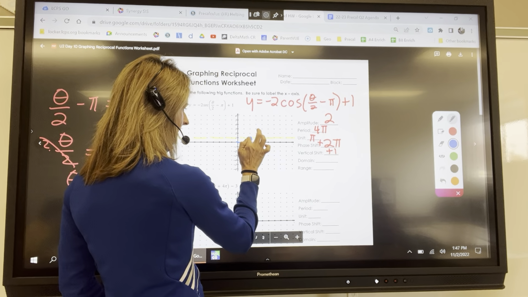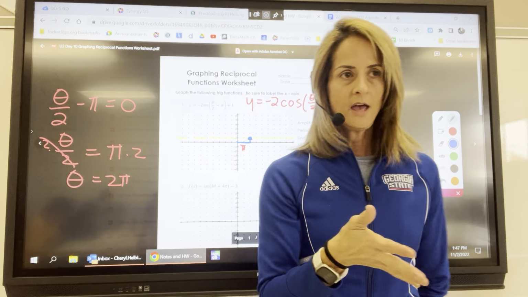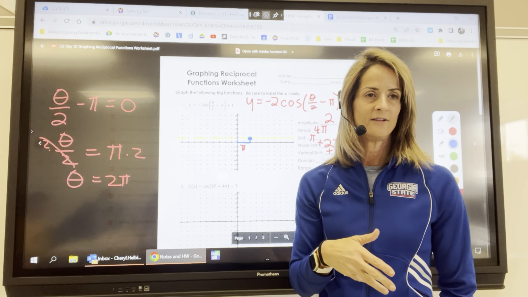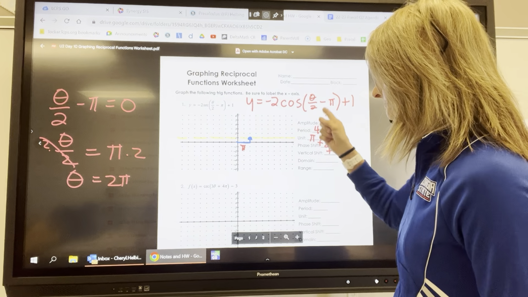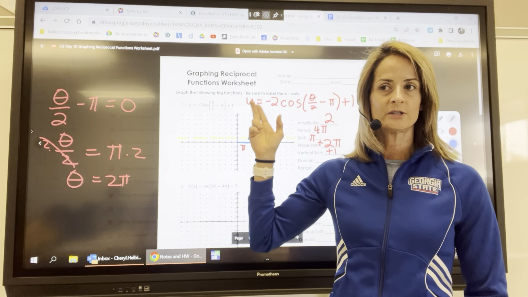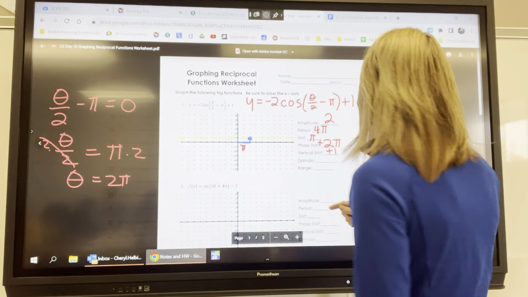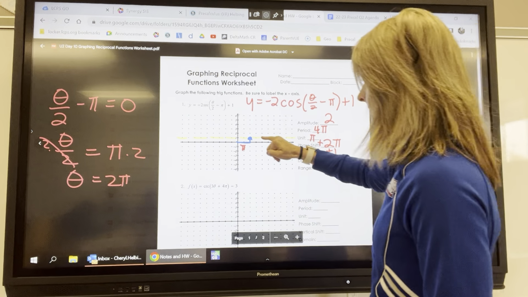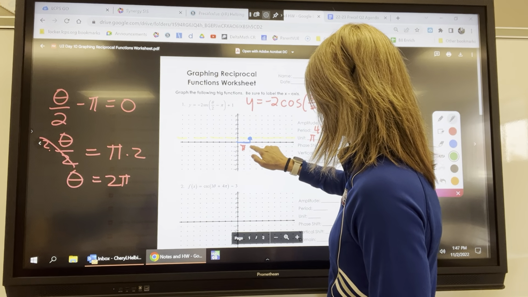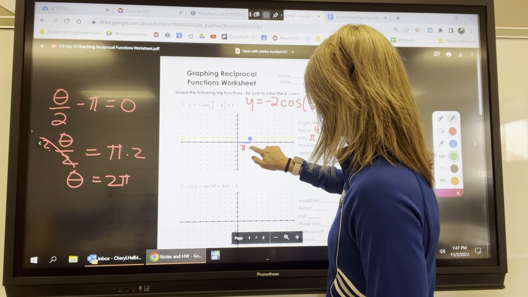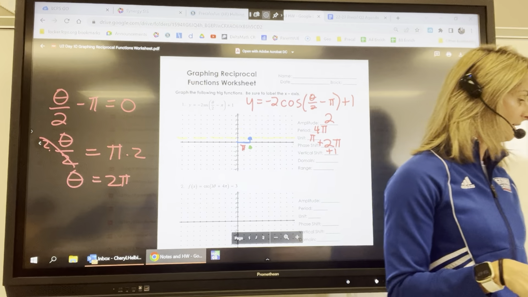Now, that point is not going to be on our graph because we're graphing cosine. And if it was a sine function, that 0, 0 would be on our graph, but it's a cosine function, and cosine starts high. Right? This one is a negative cosine function, so it's going to be starting low, and the amplitude is 2. So from that 0, 0 point, we are going to be going down 2, 1, 2, right there. And we're starting low because of the negative. Is everybody comfortable with that?